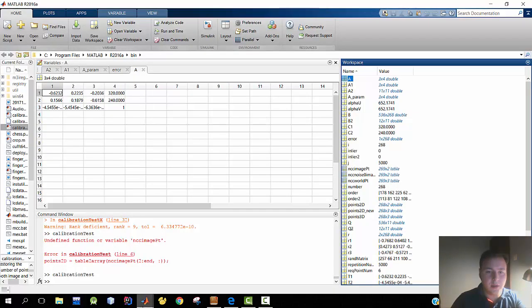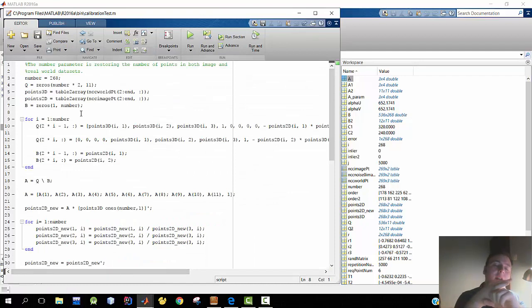Open our MATLAB, and first of all I have to say that I wrote codes into different script files, because one of them includes the non-noisy points estimation, camera parameters estimation from non-noisy points. So let's look at that first. We have 268 points given, and we have to match all the points from 3D real world points to 2D image points.